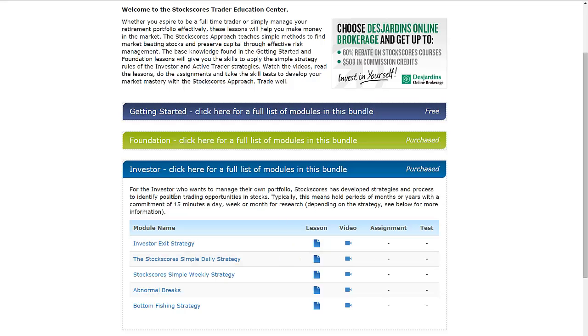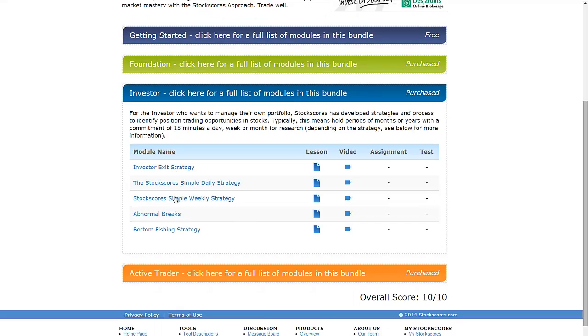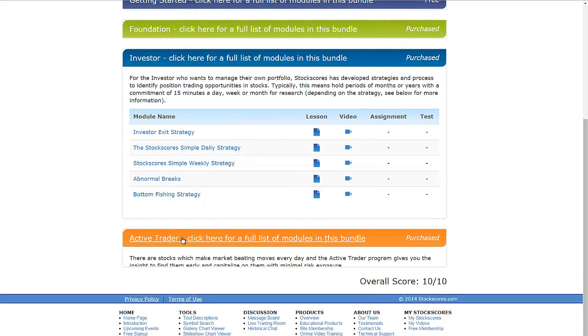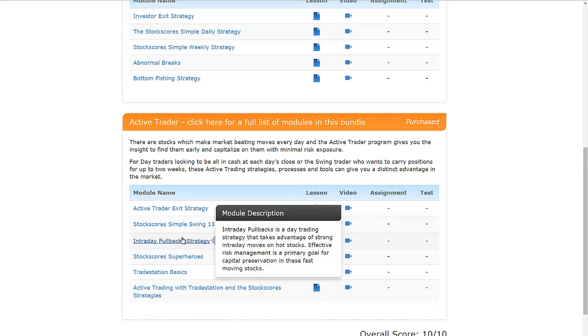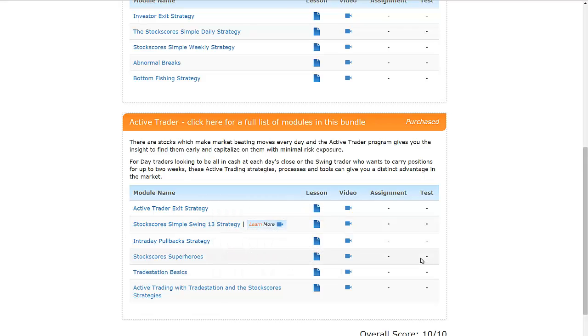Now, the investor strategies are for the person who doesn't want to watch the market all day, perhaps doing their research in the evenings or on the weekends. For those that want to be a little bit more active, I recommend the active trader strategies. These are strategies for when to buy, sell, manage risk, and the processes for doing that for the shorter term trader, the day trader, the swing trader, someone who is able to monitor the market, trade the market through the trading day.